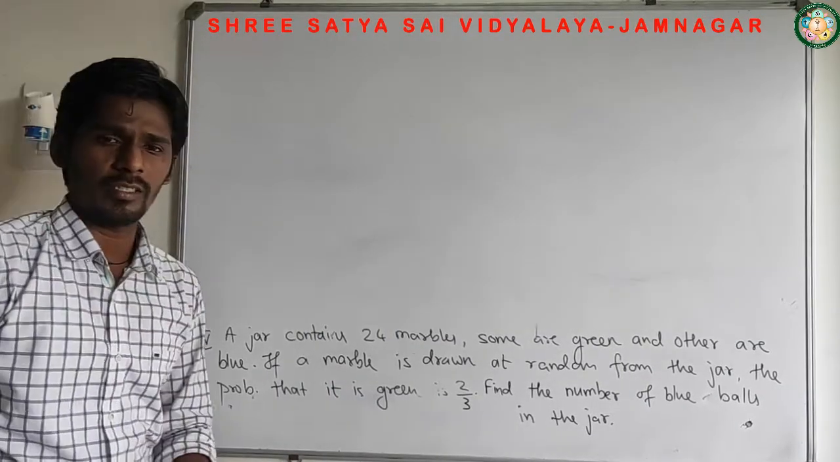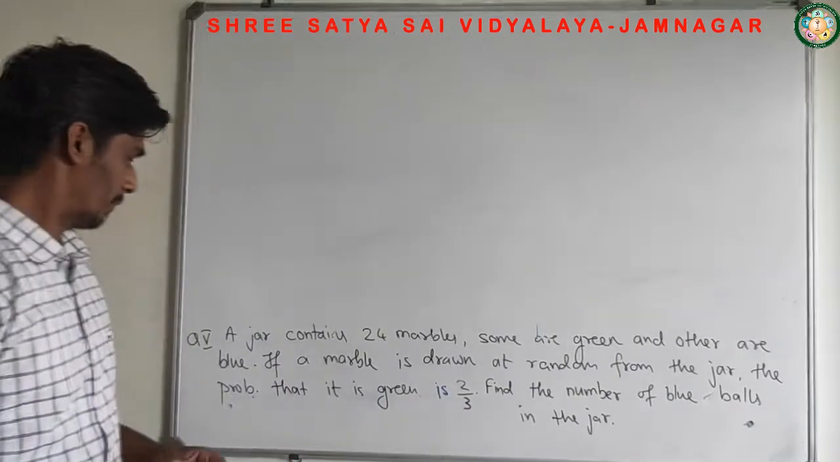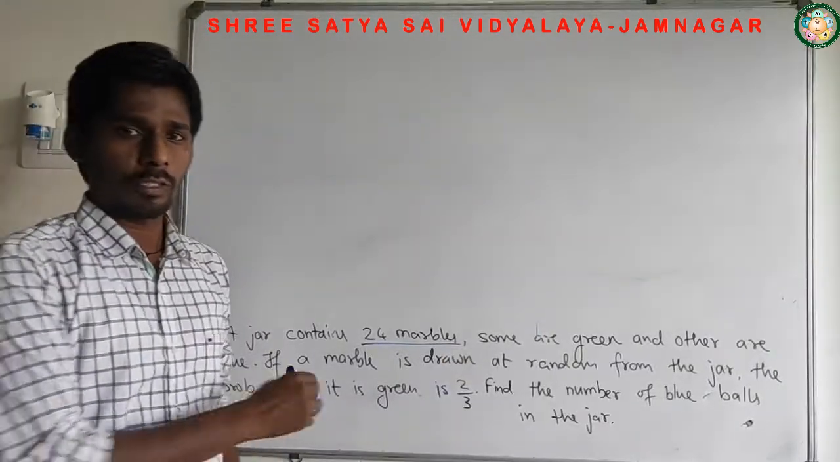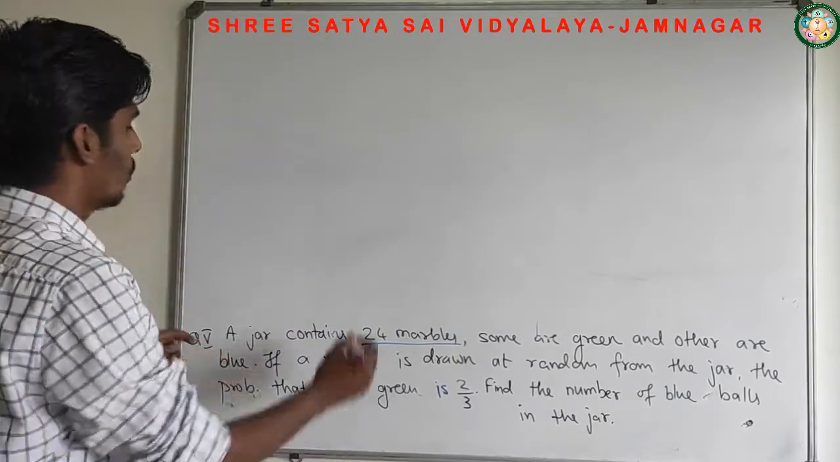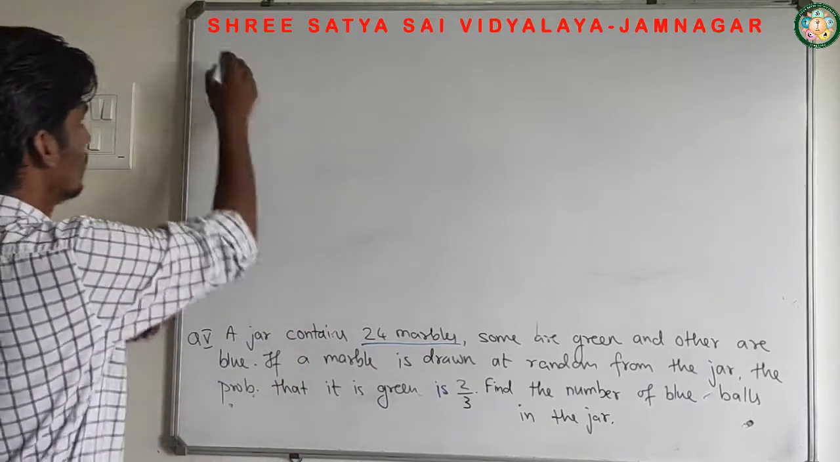Let's move to our next question. It's somewhat similar to the previous one. A jar contains 24 marbles. Here the total number of marbles is given already. So whatever data you get from the question, write it down for the solution.